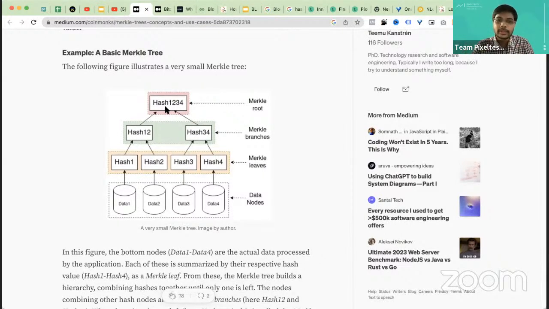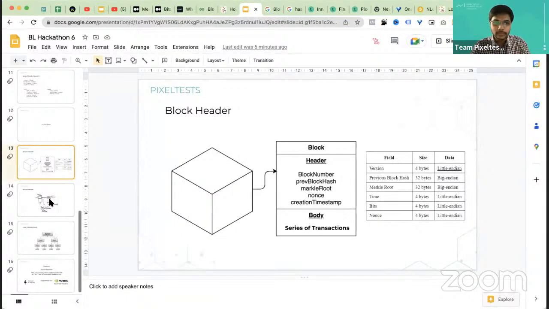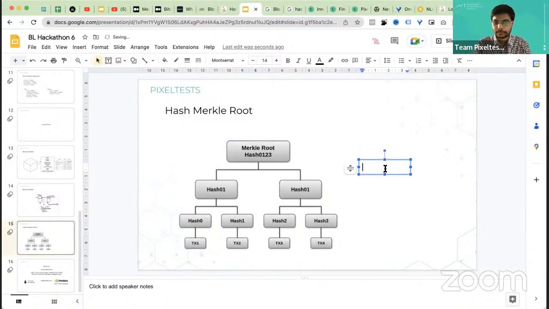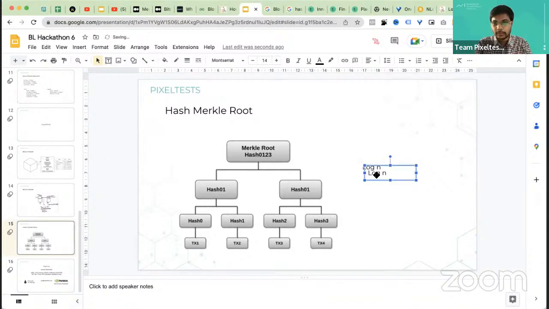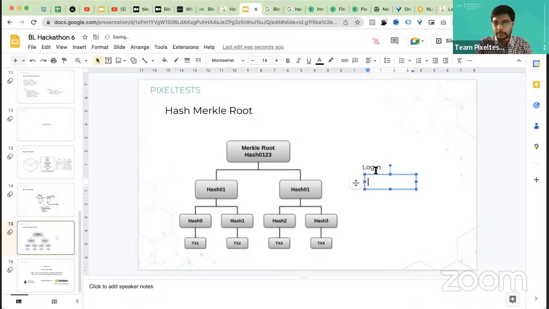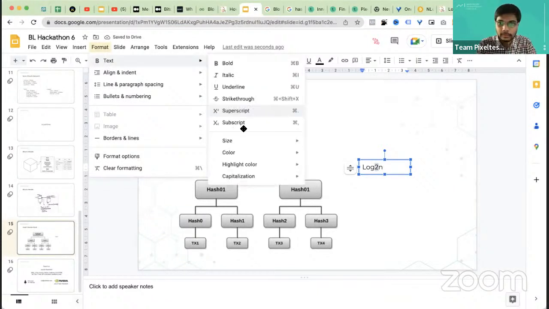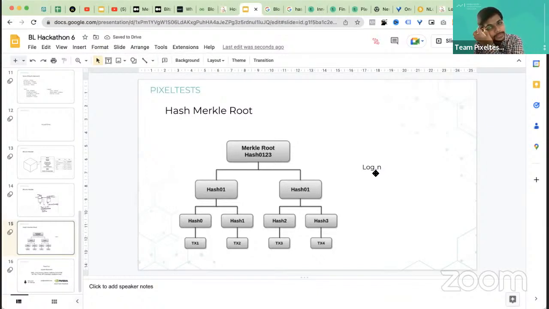So now Professor Pandurangan also explains, for example, in this particular set, there are 4 transactions, right? So how many levels do you have to go up for the Merkle root? The formula for that is log n, sorry, log n, and because I'm not able to subscript it, let me just try it. Okay, I was able to do it. So now log n base 2.